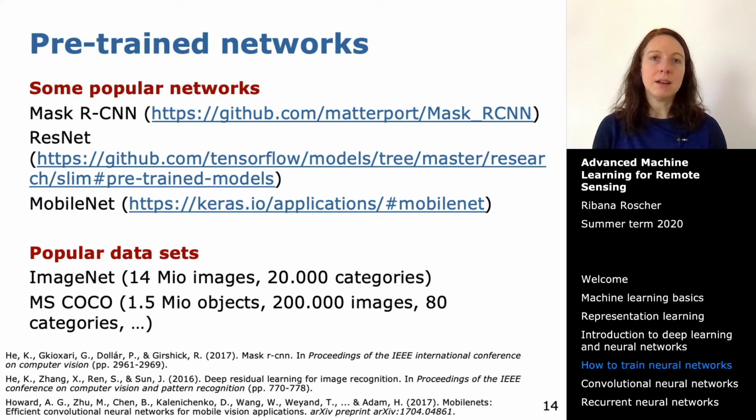Popular data sets are, for example, ImageNet, which has 14 million images and 20,000 categories. This is used for classification and detection tasks. Also MS COCO. Here you have 1.5 million objects and 80 categories. Have a look at the links and you will see there are many pre-trained network architectures, and I would say that this is the common way to go if you do not just want to experiment a little bit.